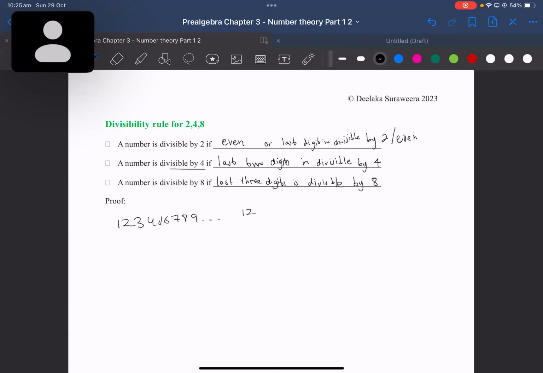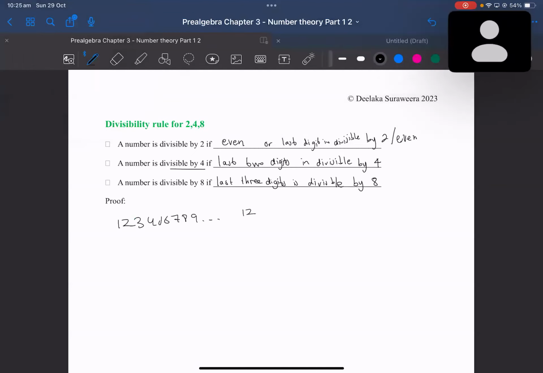and then 12 at the end. Right? You agree? Some 1, 3, 1, 2, 3, right? Let's say I got rid of the last two digits. I'm going to split it up into two things: 1, 2, 3, 4, 5, 6, 7, 8, 9, 1, 2, 3, 0, 0, and then plus 12.